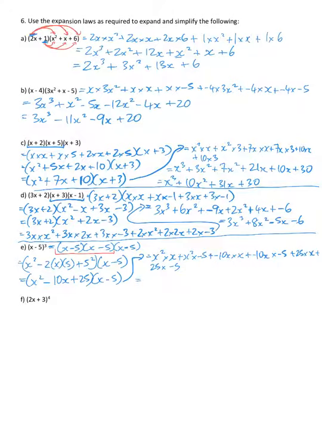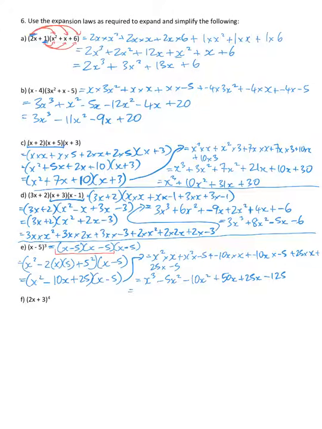So, massive multiplication here. x squared times x is x to the power of 3. x squared times negative 5 is negative 5x squared. Negative 10x times x is negative 10x squared. Negative 10x times negative 5 is positive 50x. 25 times x is positive 25x. And 25 times negative 5 is negative 125.